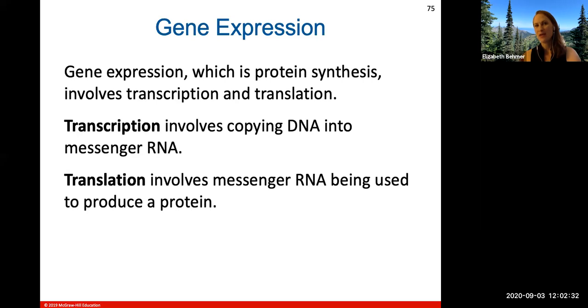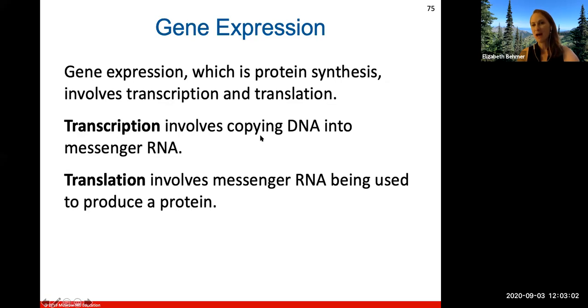So when we say we're going to talk about gene expression, all we're doing is creating proteins, because expressing those genes, those nucleotides in the DNA, means we're creating a protein from it. So we're following the instructions in the DNA to create a protein. This process involves transcription and translation. So to create a protein, we need to transcribe and then we need to translate.